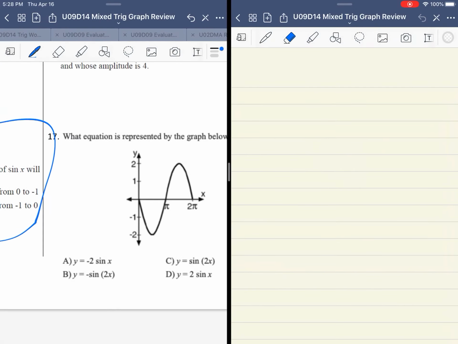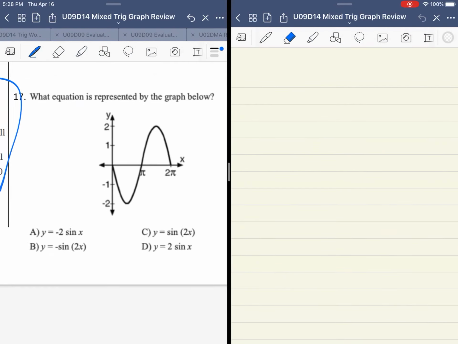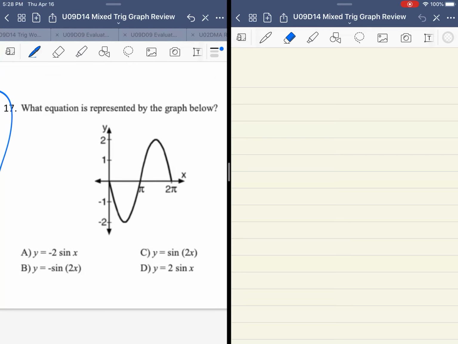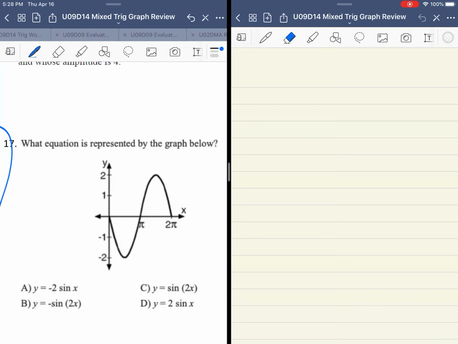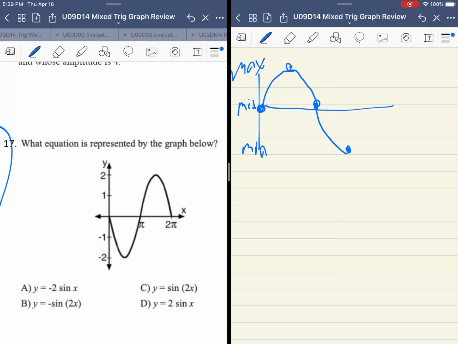So firstly, we're going to distinguish between the sine and cosine curve. If we were to look at a curve, there are two types of curves. There is the sine curve, which starts at its midline, rises up to the maximum, falls back to the midline, decreases to the minimum, and then increases back to the midline. This is the sine curve.